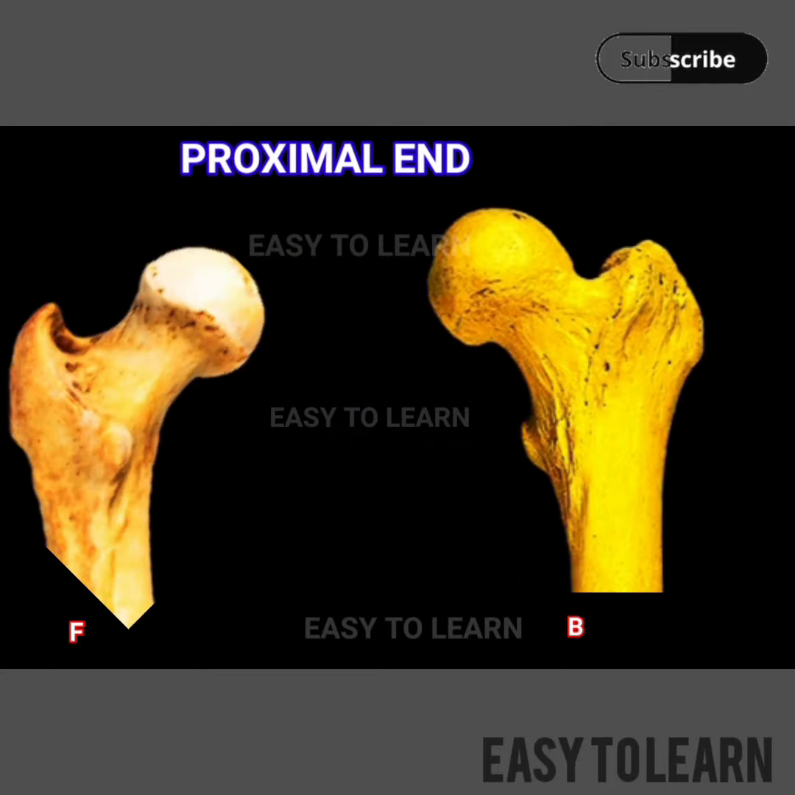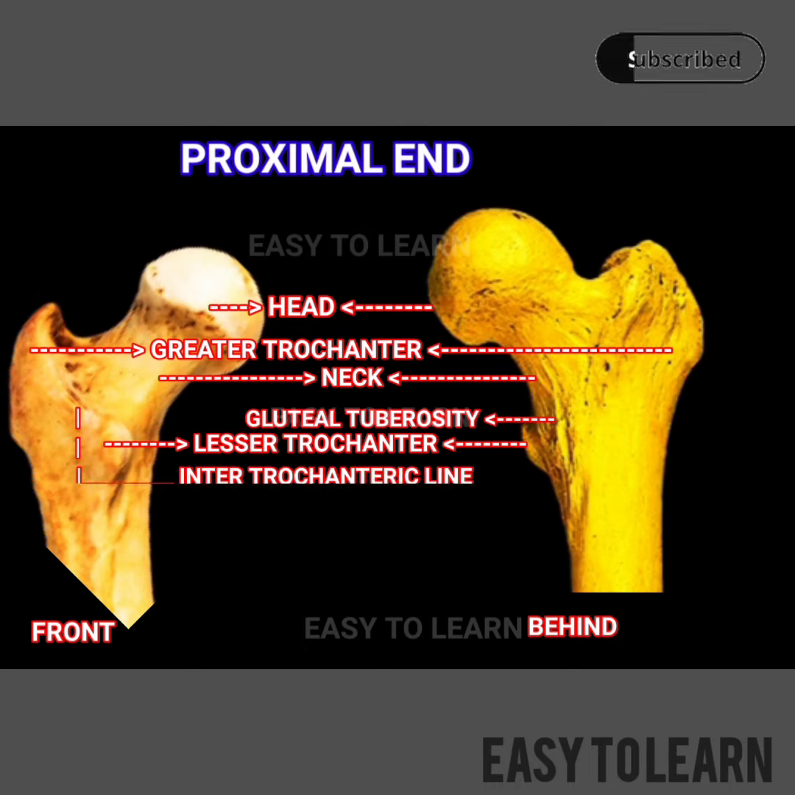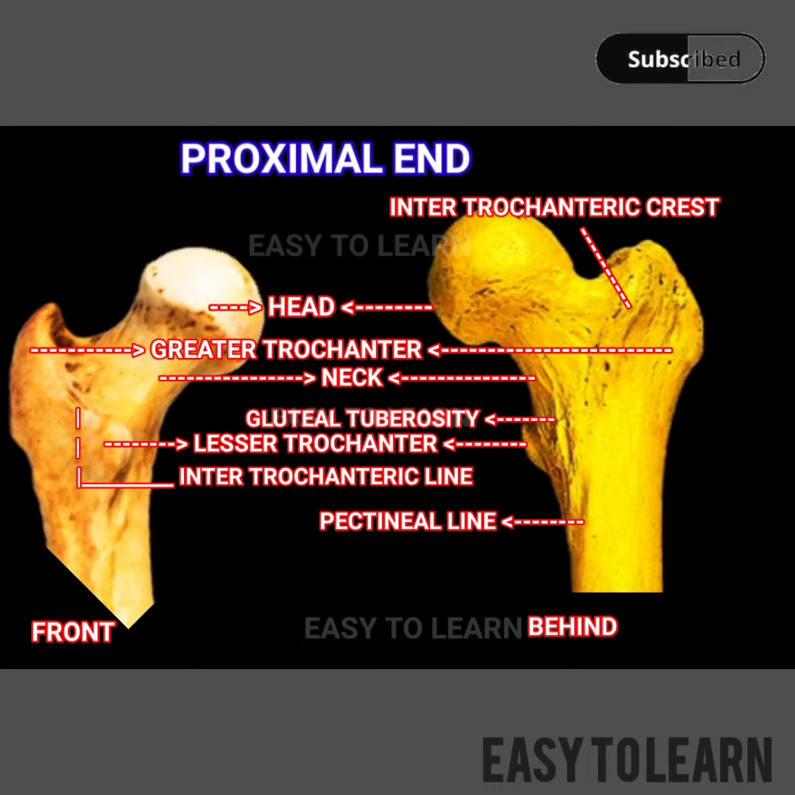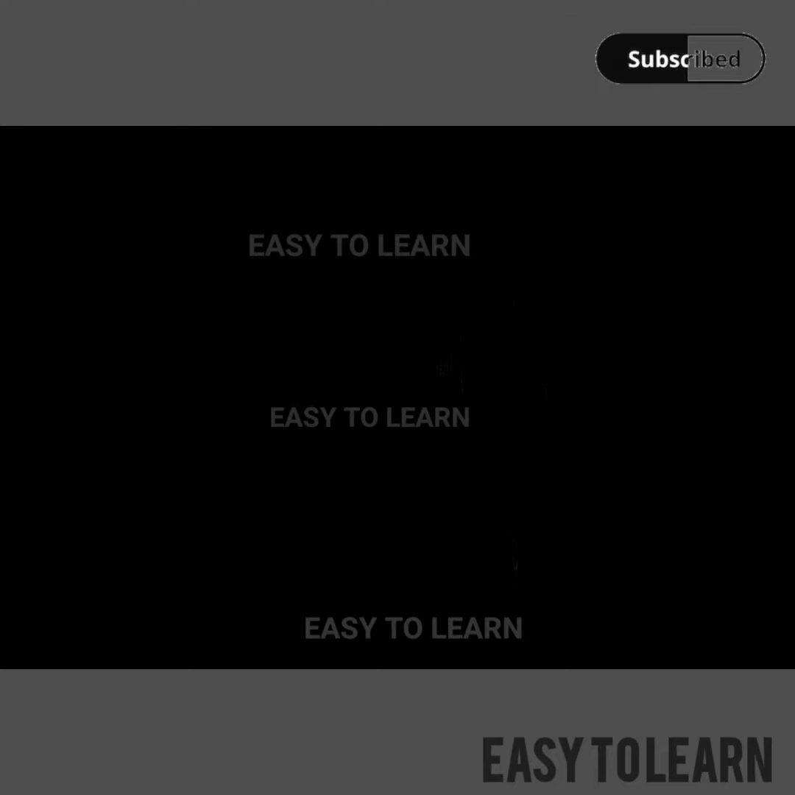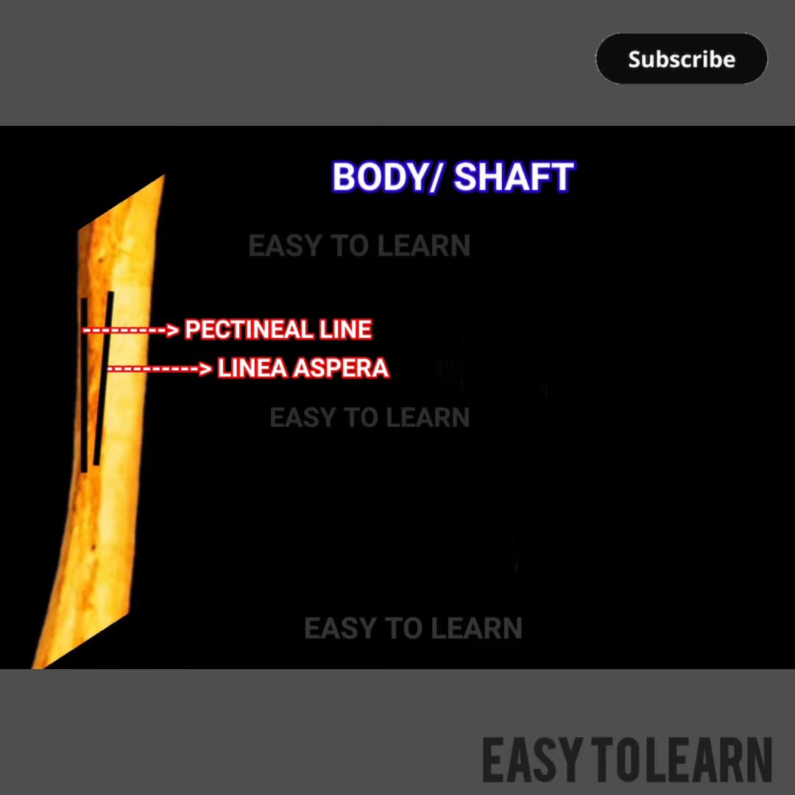Proximal end or upper part of the bone. Bony landmarks are head, greater trochanter, neck, gluteal tuberosity, lesser trochanter, intertrochanteric line, pectineal line, and intertrochanteric crest. Body or shaft. Bony landmarks are pectineal line and linea aspera.